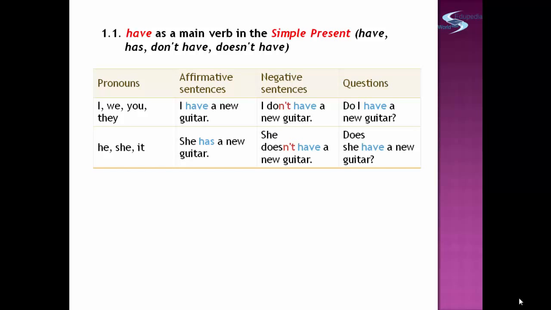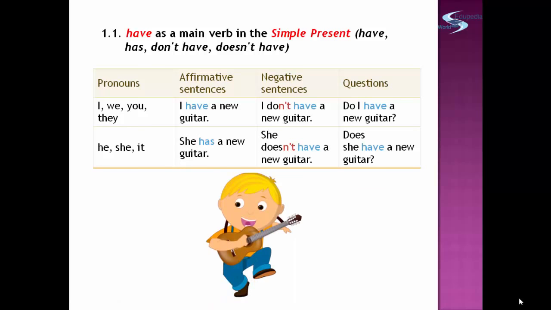The pronouns he, she, it has an example in the affirmative sentence: She has a new guitar. In the negative sentence, she doesn't have a new guitar. In the question form, does she have a new guitar?